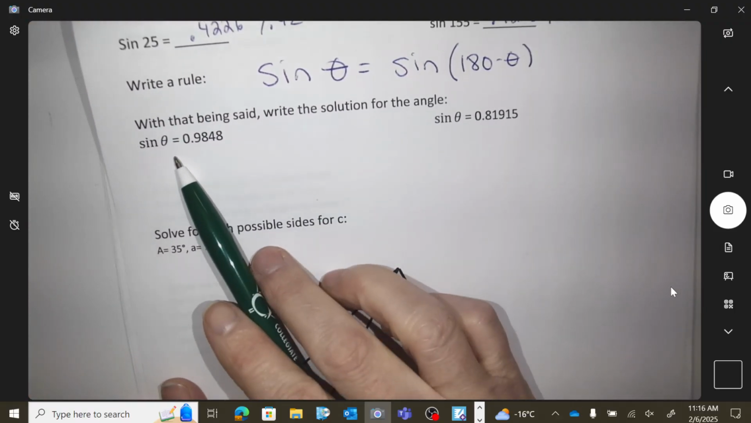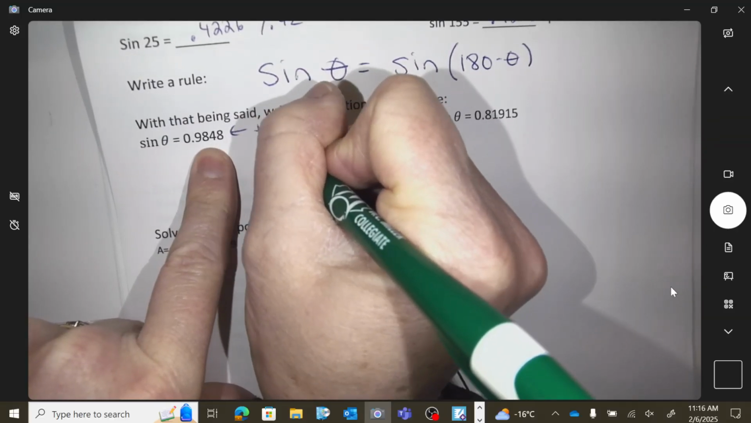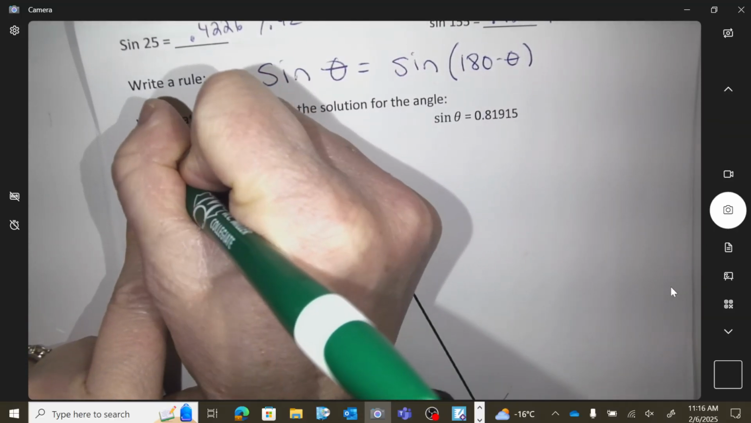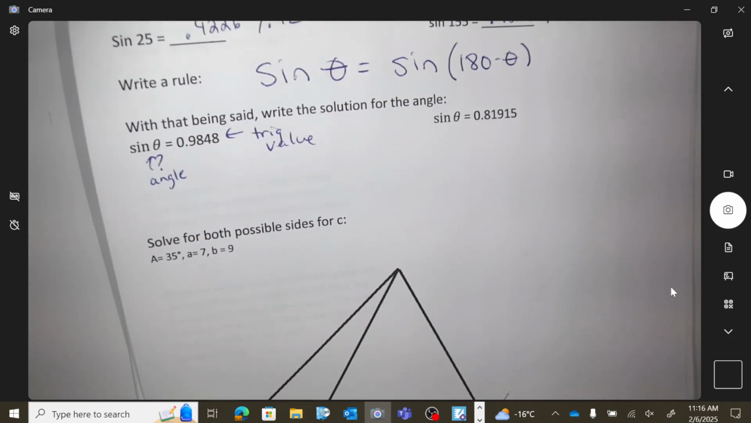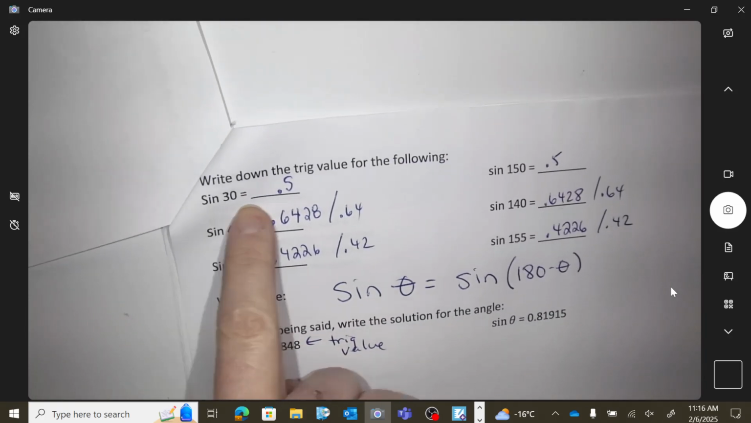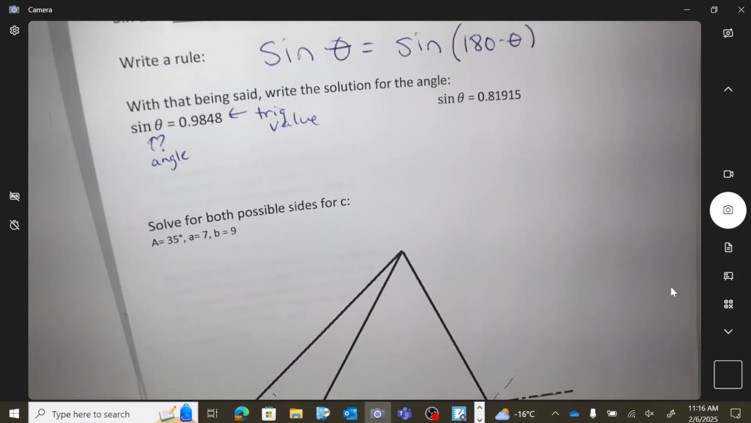So working backwards, this time I gave you what I would call the trig value, and now I'm getting you to figure out the angle. Last time up here I gave you an angle and I wanted you to figure out the trig value. So this is working backwards. So how do you get angles? What's your button pushing? Inverse. So sine inverse it.